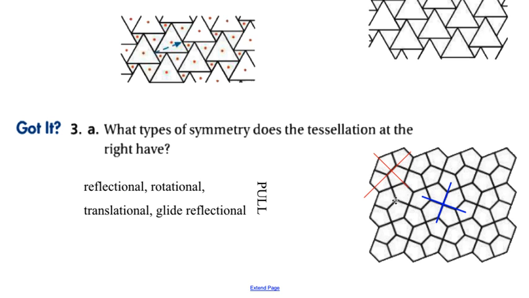There's also rotational symmetry. I could rotate this thing about an axis and still have the same pattern, and it looks like it's probably a 90-degree rotational symmetry. There's translational. I could take any one of these hexagon shapes and translate it either up or down or left or right. And there's also glide reflectional as well.